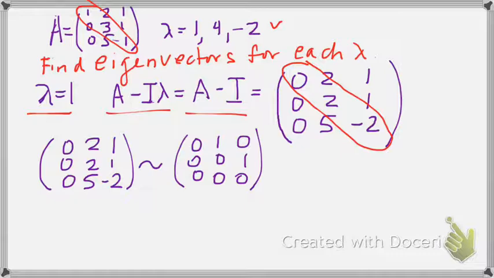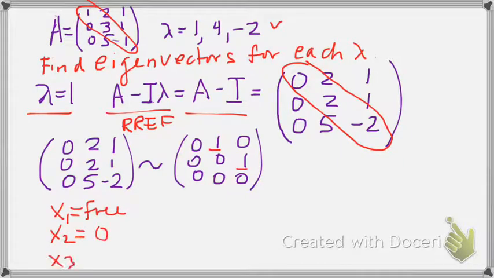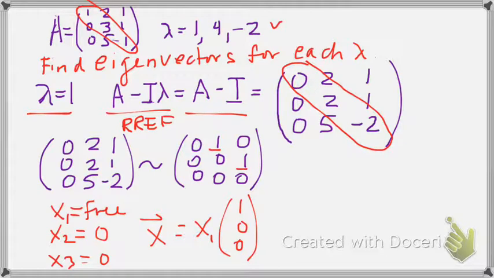Our next step is to row reduce. And so we want to actually put this in RREF. In doing so, we have this equivalent matrix here, with a pivot being here and a pivot being here, which tells us that x1 will be a free variable, x2 is equal to 0, and x3 is equal to 0. So if we were to write our eigenspace, we would get x1 times the vector 1, 0, 0. This is our eigenspace.